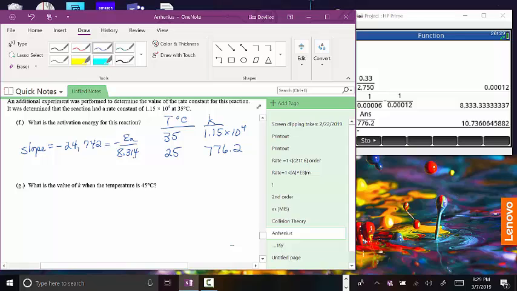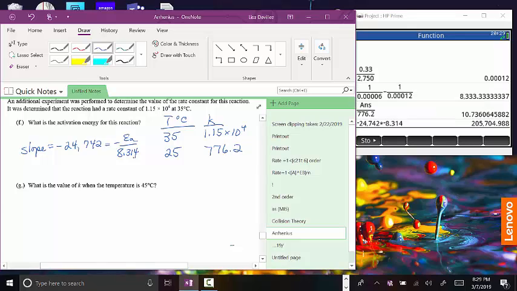So negative 24.72 times the activation energy is 5,705, and that's in joules.